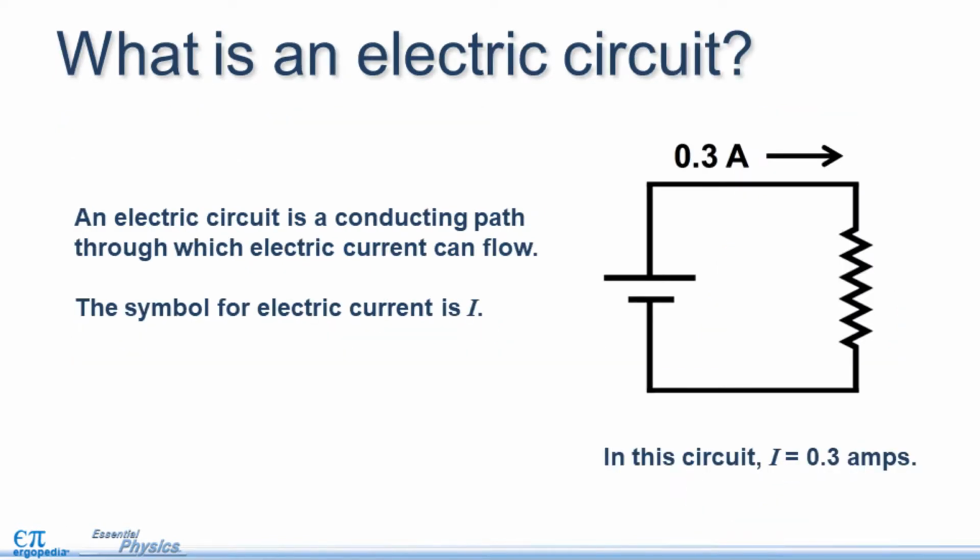An electric circuit is a conducting path through which electric current can flow. The symbol for electric current is a capital I. Notice that in this picture we're using conventional current. The current leaves the positive terminal of the battery and comes around and goes into the negative terminal of the battery.